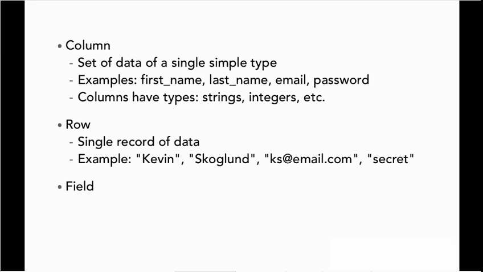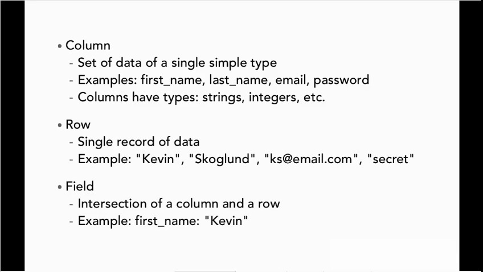And then last of all, we have a field. And a field is the intersection of a column and a row. So for example, in the first name column, in the field for the user Kevin, I have the data Kevin. So the field is actually the intersection between the two. Now, field is often used interchangeably with column, and you'll very often hear me flip the two around. Don't let that throw you, but technically speaking, a field is an intersection of a row and a column.